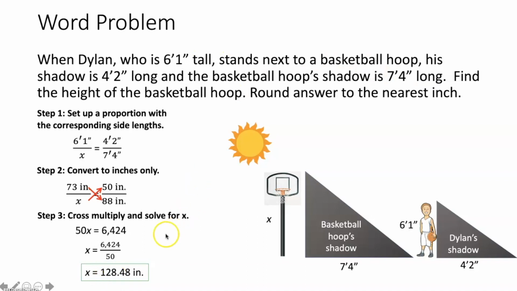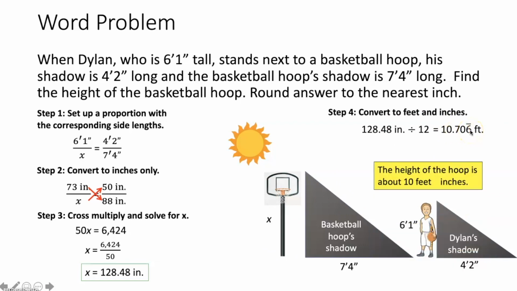or if you want to do a little A plus work, you could see that all the other measures here are given in feet and inches. So we can convert this to feet and inches. How do we do that? Well, we take the number of inches and we divide it by 12. That'll give us the number of feet. So there are 10.706 repeating feet in the height of this basketball hoop. So we know the basketball hoop is 10 feet tall and then 0.706 of a foot tall. Well, 0.706 of a foot, we just multiply that by 12, and that'll tell us how many inches there are in that much of a foot. So if we multiply these two together, we get approximately 8.48 inches, meaning the height of the basketball hoop is approximately 10 feet 8 inches tall.